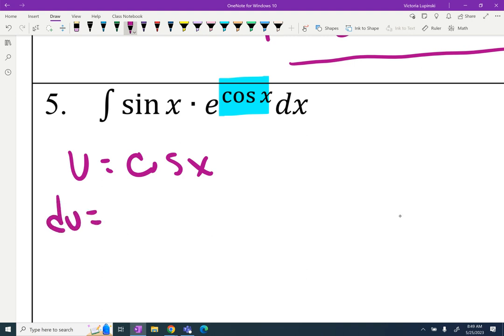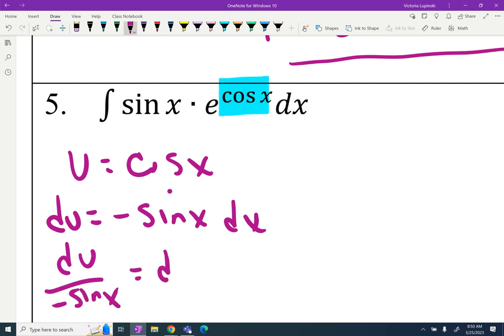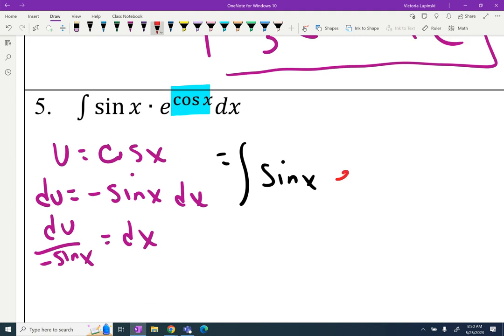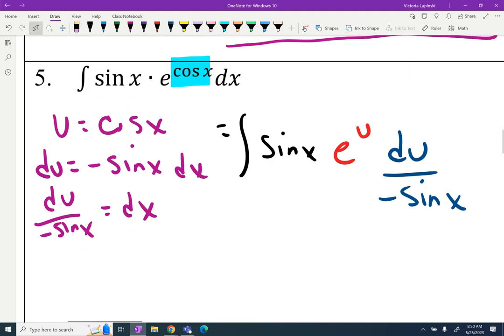Derivative of u, du. Derivative of cosine is negative sine. Use your green sheet as needed. And then divide. When you go to do your substitution, it becomes the integration of the original sine that was still there, then e to the u, followed by dx, which is du over negative sine. Feeling really confident that I'm doing this correctly because the signs cancel. Don't lose that negative on the bottom.